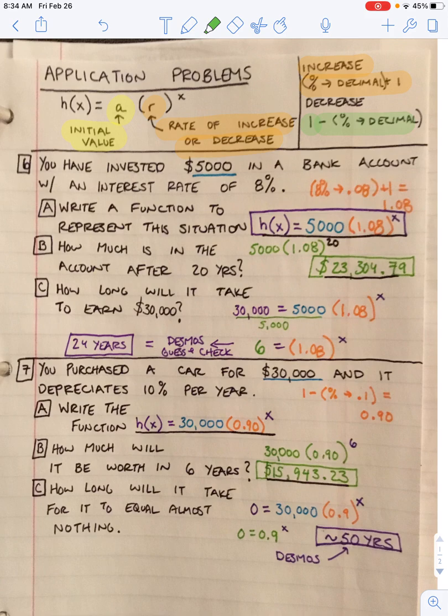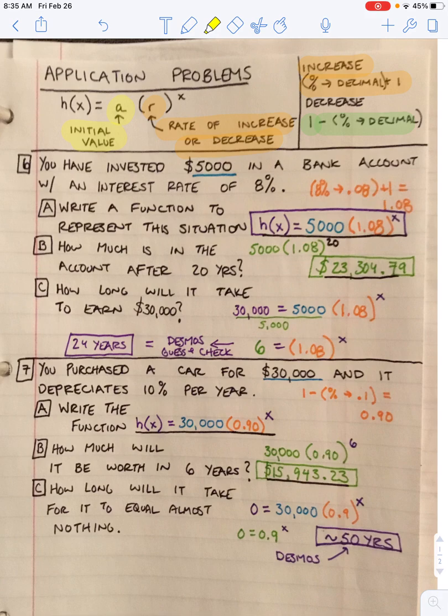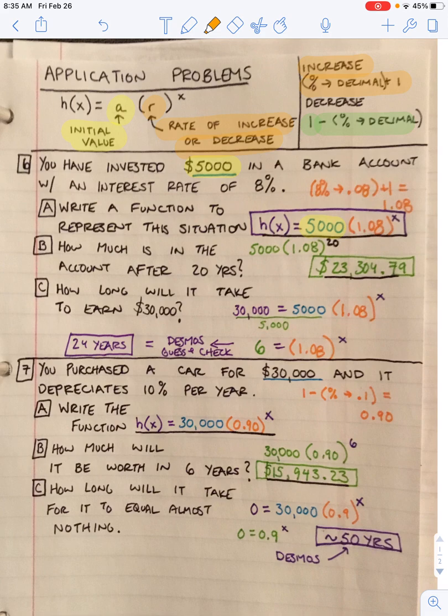So here you have invested $5,000 in a bank account with an interest rate of 8%. Write a function to represent this situation. So first we have to deal with our initial value. What's our initial value? $5,000. So that goes in for A. So h of x or k of x or f of x, whatever you want to call it, is equal to $5,000 times our rate. So is this a rate of increase or decrease? We're investing money, so we better darn hope that we're increasing our money, right? Okay, so for our increase, we change our percent to our decimal.